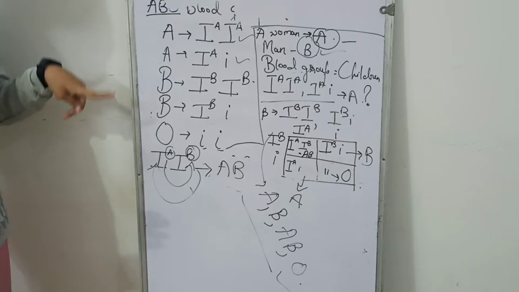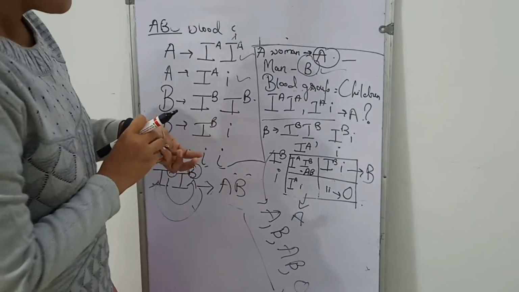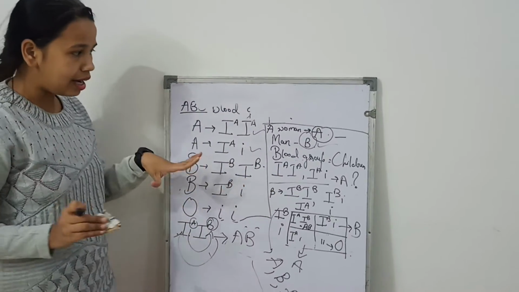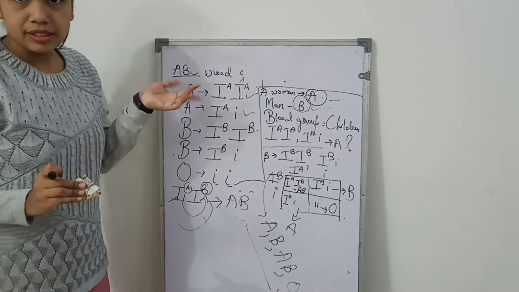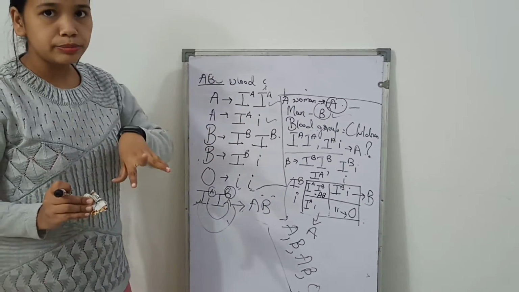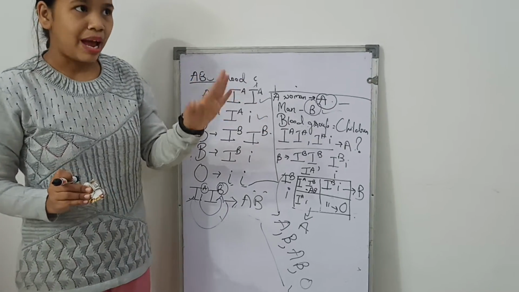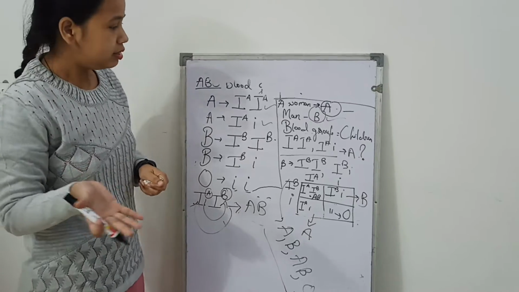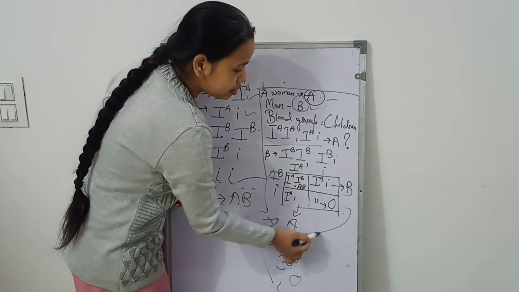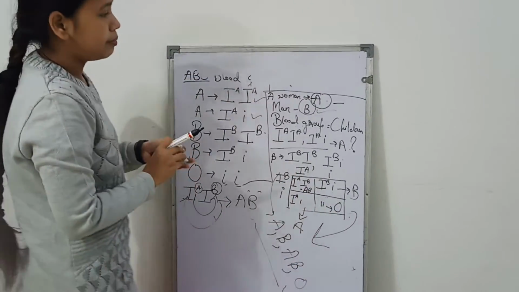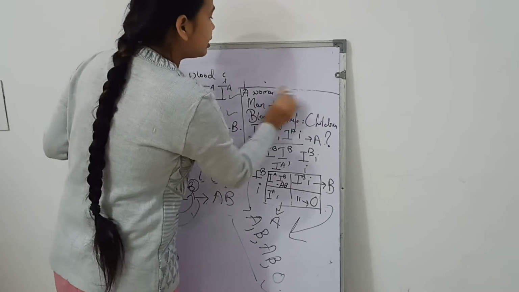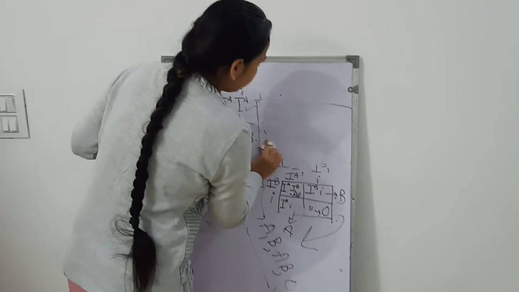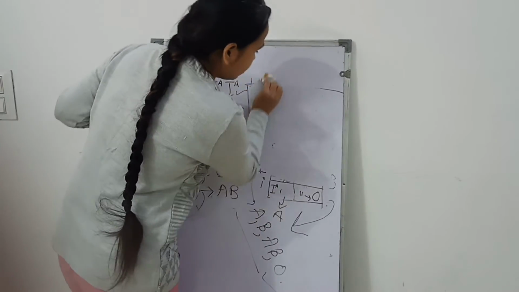So I hope you don't have any doubt in this topic. So let's move to another question. So the first question, I think it is clear. If a woman is blood group A and the man is blood group B, or vice versa, like man can also be blood group A and the female can also be blood group B, you are going to follow these types of crosses. So let's move to the second question that is asked in the exam on the basis of the blood group.